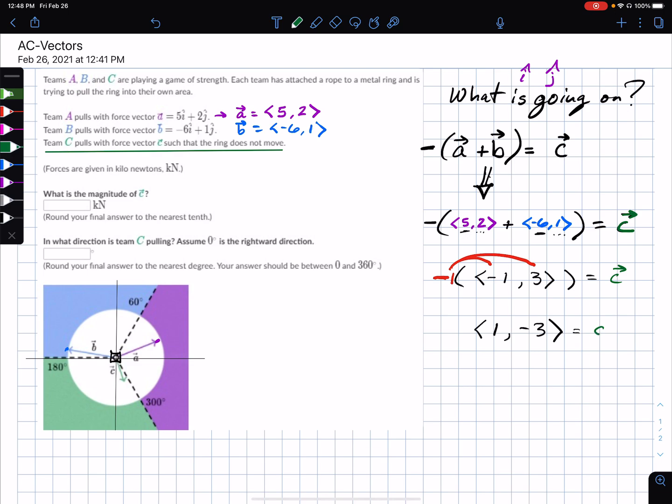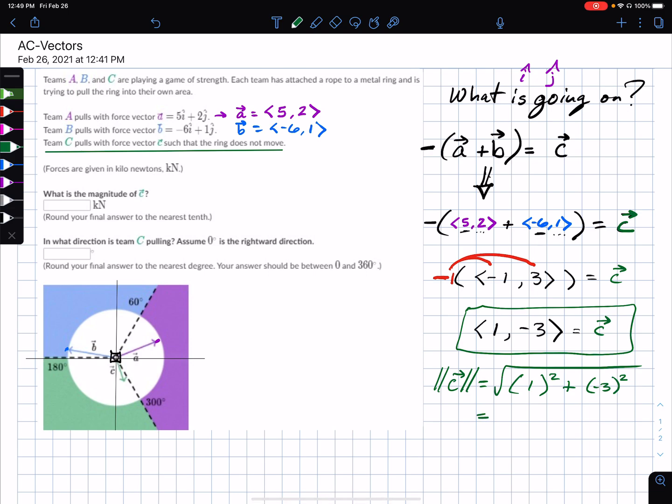Is there anything else we have to do now? It says, what is the magnitude of vector C? Well, now that we have vector C, we can definitely calculate its magnitude. We've done that before. That's going to be the square root of the sum of the squares of vector C's components. So you'll get radical 10, which we're instructed to round off to the nearest tenths. So this is about 3.2. So that is the first question we answer there.